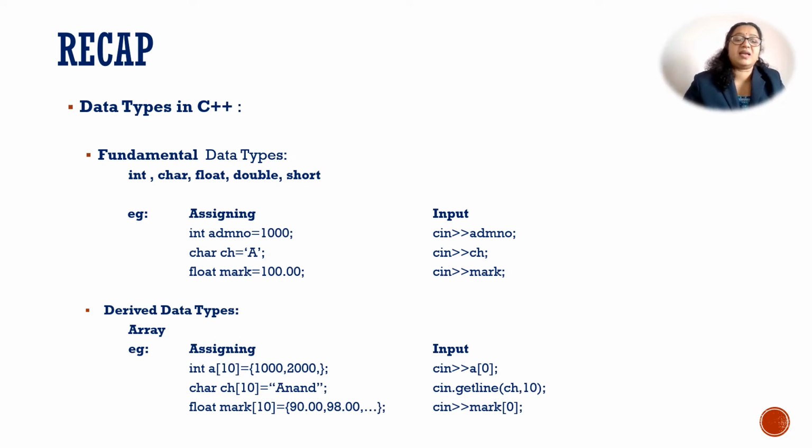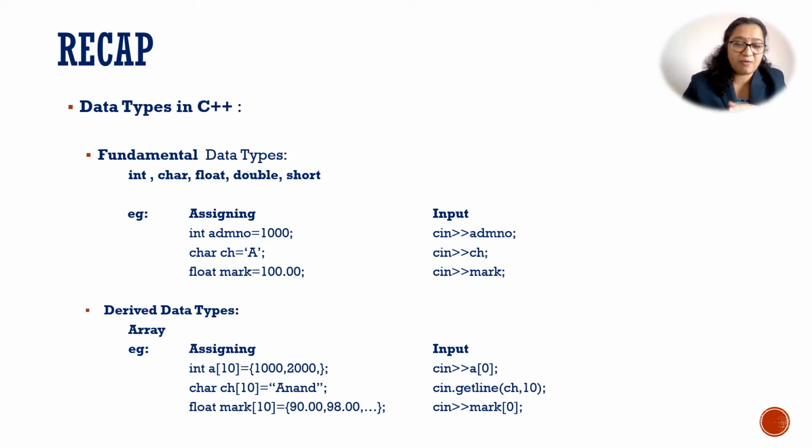Then char ch of 10 is equal to "Anand". I put it in double quotes. In the previous example, I put single quotes. Single quotes are for one letter. If we are using multiple characters, we put double quotes. So ch is the array here, 10 is the size, that means ch of 0 to ch of 9 cells you can use. That is the name of the cells now. So the first letter A will move to ch of 0, N will move to ch of 1 cell, like that it will go.